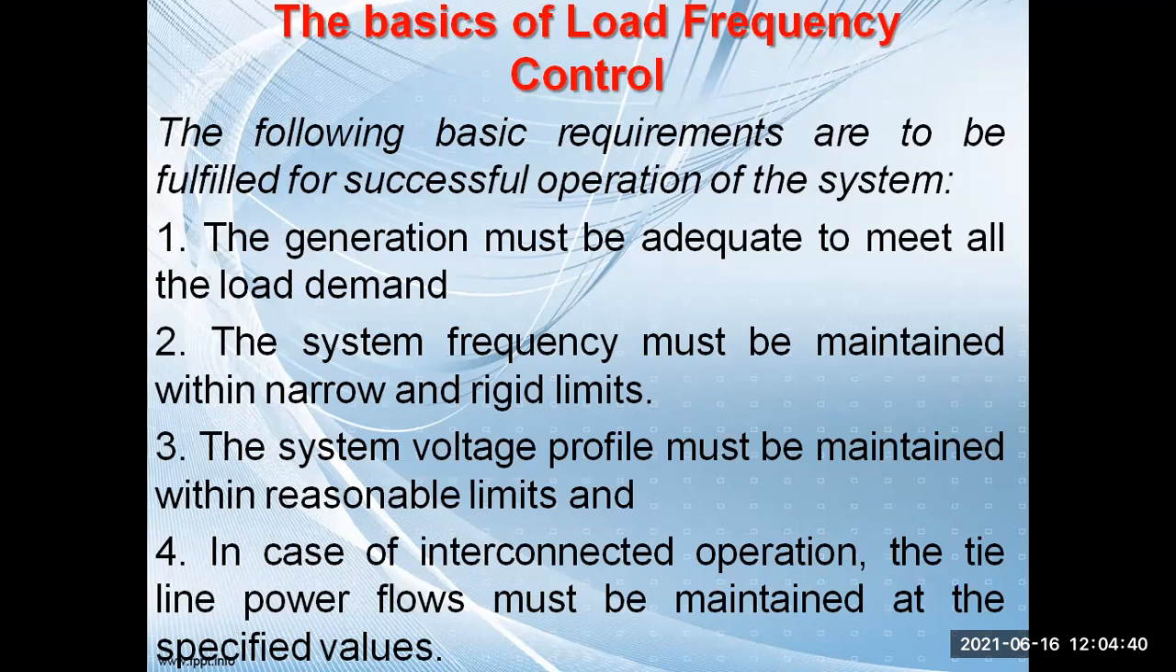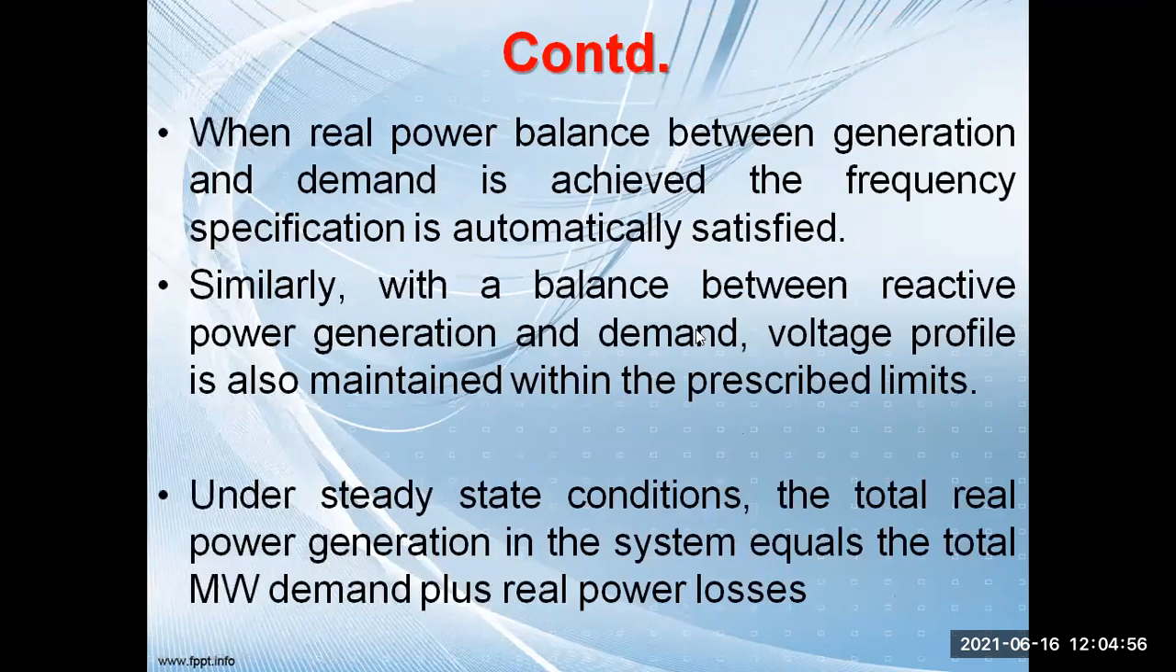Now, in case of interconnected operation, the tie line power flows must be maintained at the specified values. When real power balance between the generation and demand is achieved, the frequency specification is automatically satisfied. If there is always a match between the generation and the demand, there will not be any deviation in the system frequency. System frequency will always be maintained.